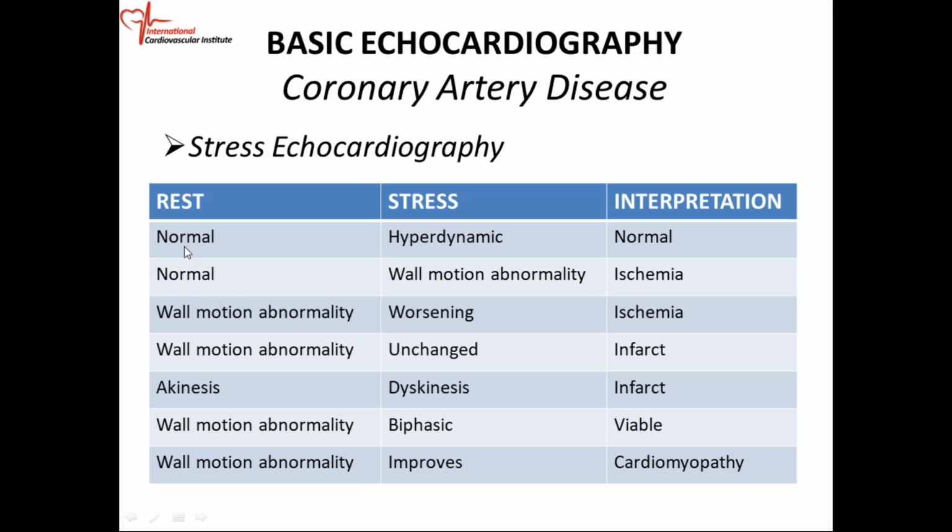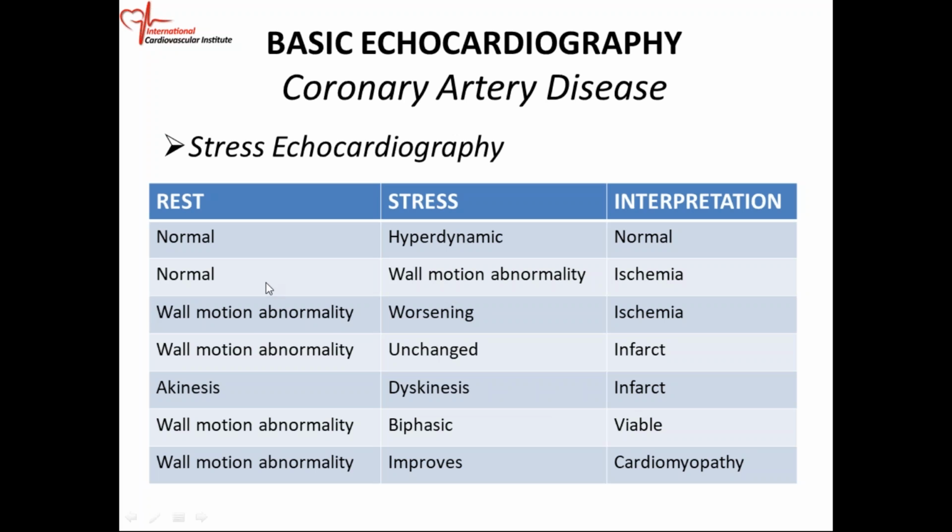If the resting echo is normal, and then when you do your stress and repeat your echo, if you see any wall motion abnormality, it's usually due to ischemia. Remember, when you increase the demand on the heart and it cannot increase the blood flow to that muscle, then the muscle is not going to move properly. So once you get any wall motion abnormality with stress, that's what we call ischemia.